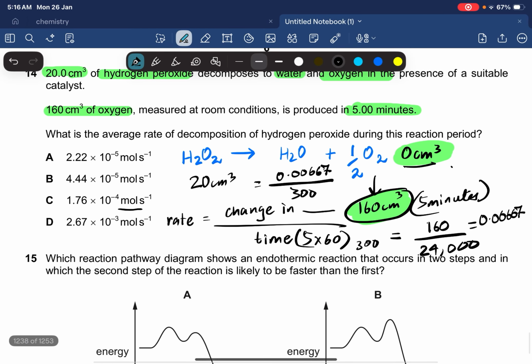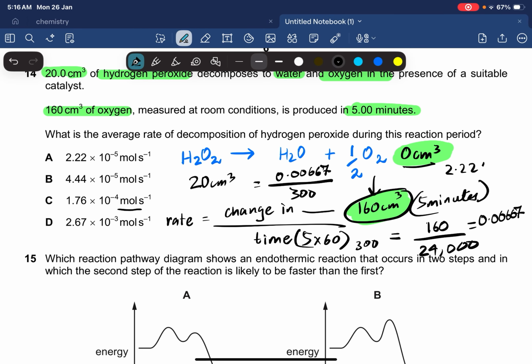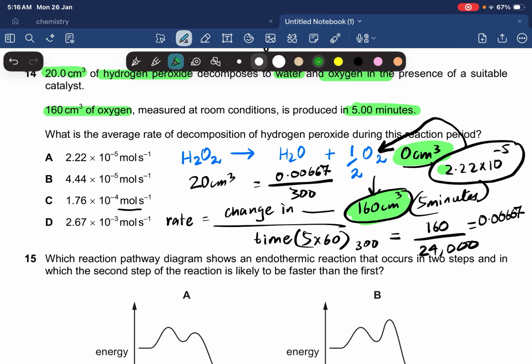So if 2.22 into 10 raised to power negative 5 moles per second is changing, this much amount of oxygen is being formed per second. This much moles of oxygen is being formed. Now look at the molar ratio. This much moles of oxygen is being formed every second. The molar ratio is, for oxygen and hydrogen peroxide, it is basically the change in the moles of your reactants.